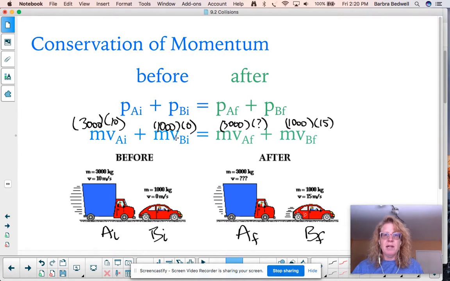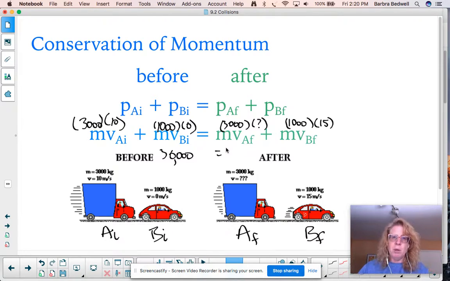Well, this thing here adds up to 0. So our total initial momentum is going to be 3,000 times 10, which is, to get it in my calculator, our before momentum is 30,000. That was our total initial momentum.